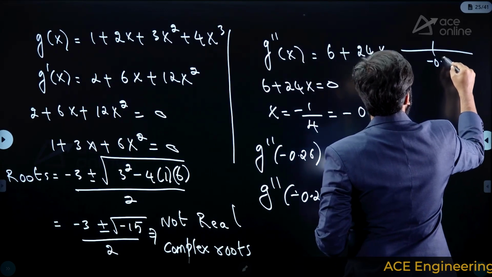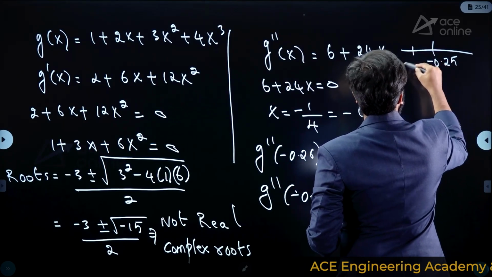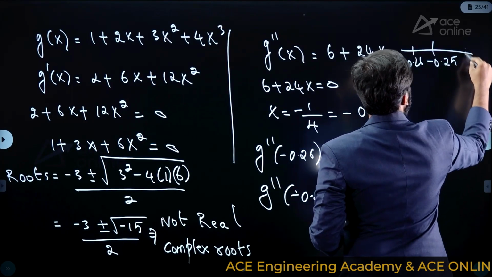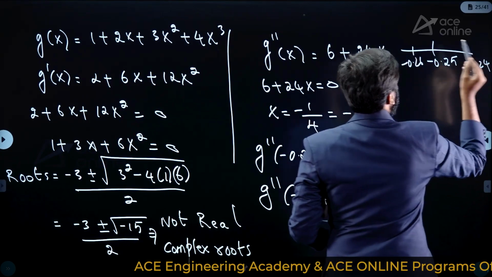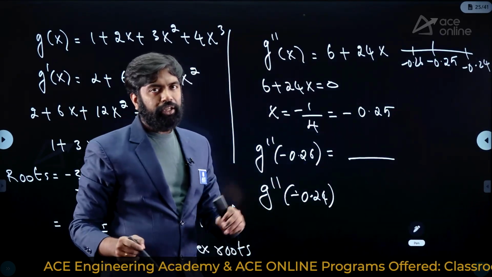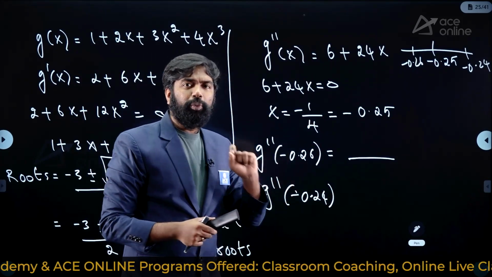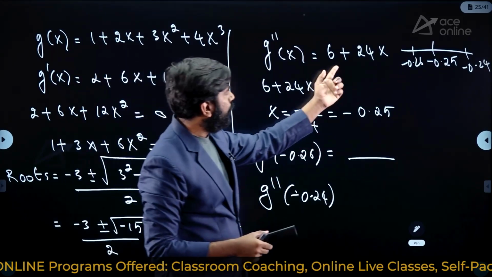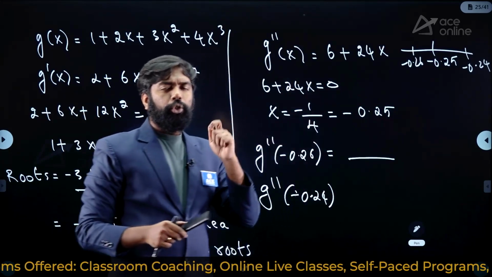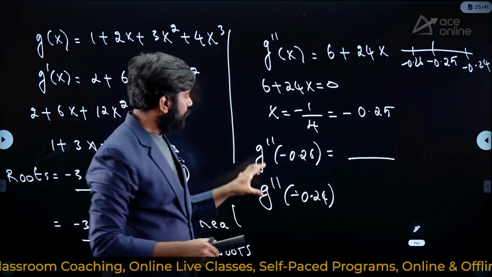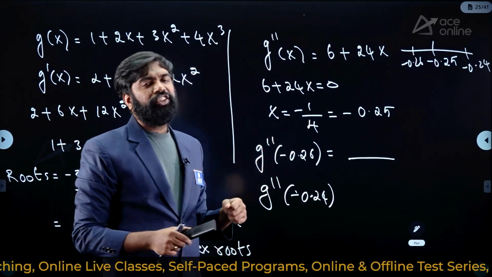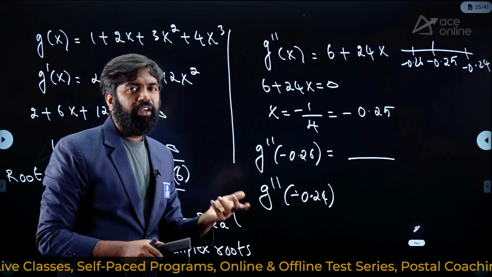This is minus 0.25. This is minus 0.26. This is minus 0.24. Take a point to the left as well as right of minus 0.25 and then check their signs. You have to substitute here, so you can use your calculator. You will see that the second derivative is changing the sign.